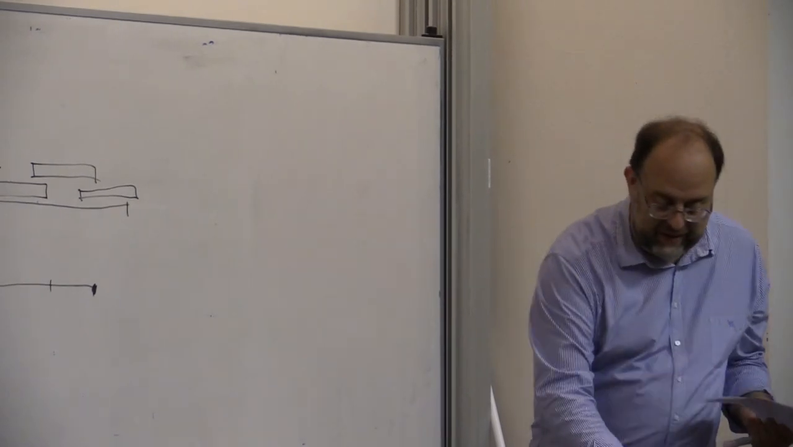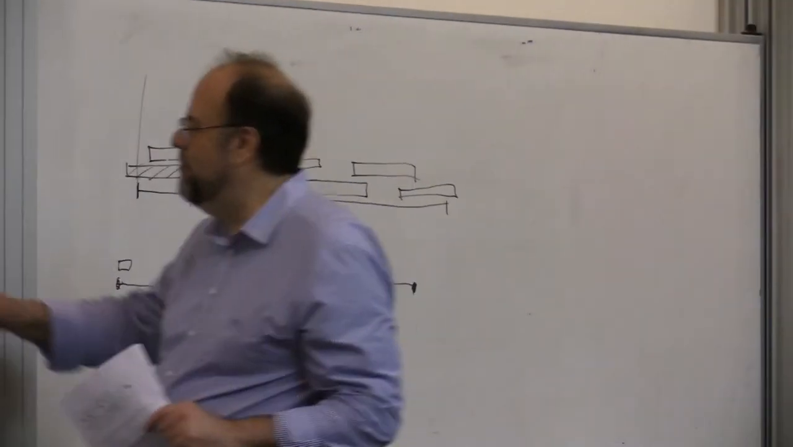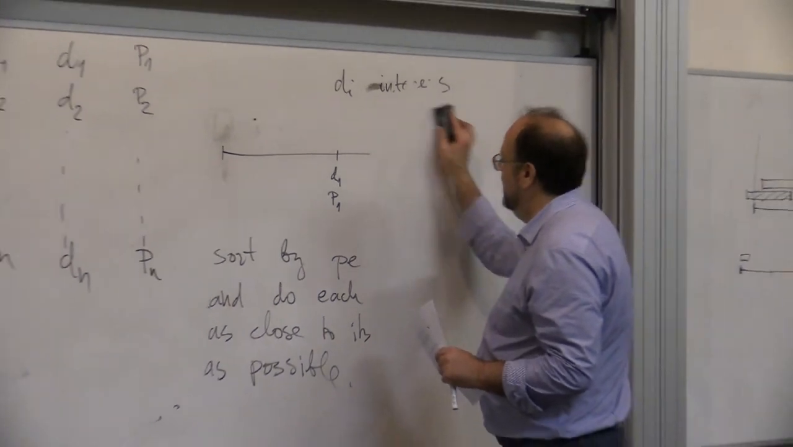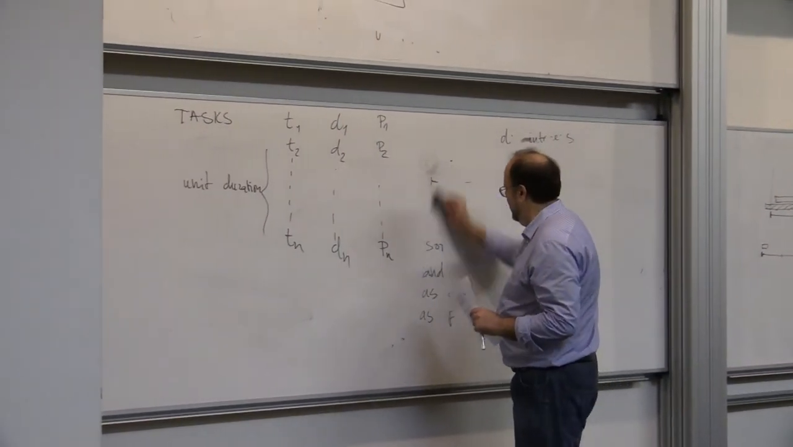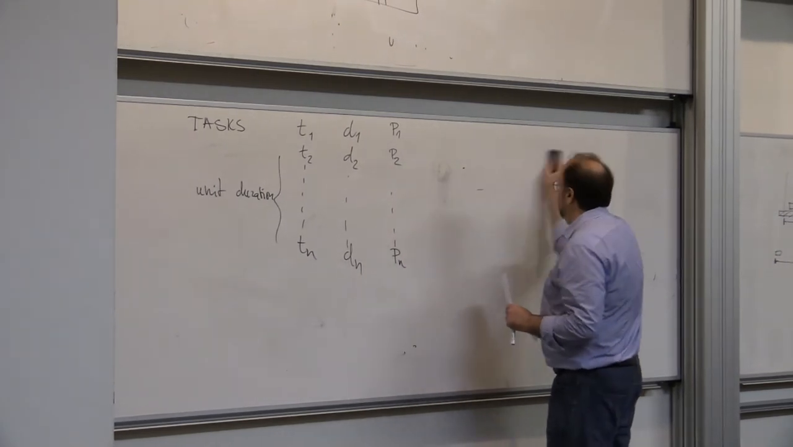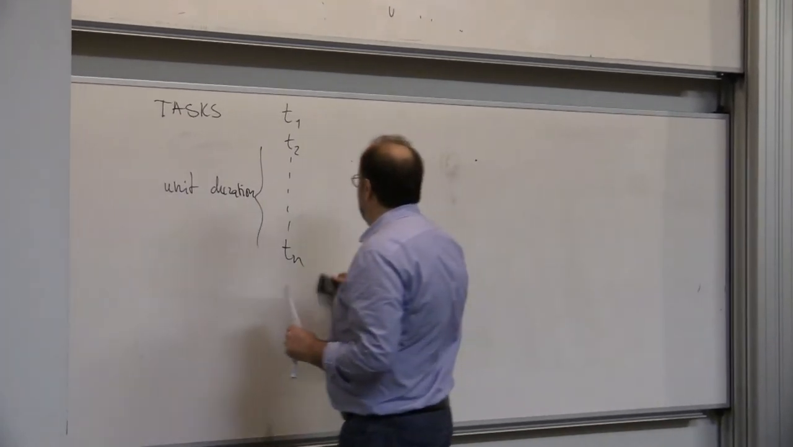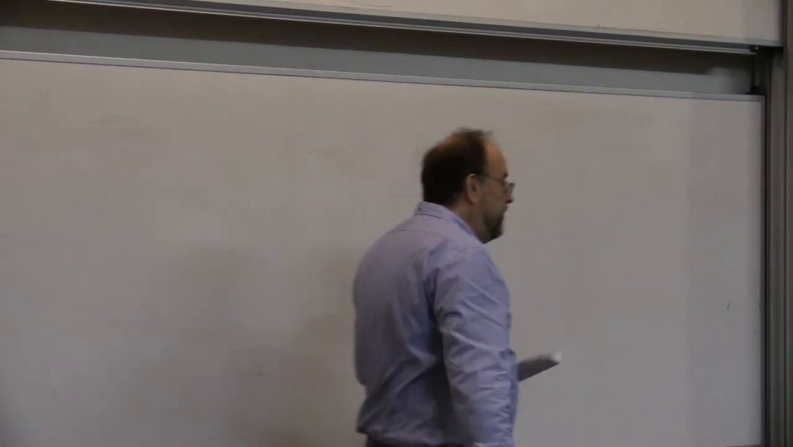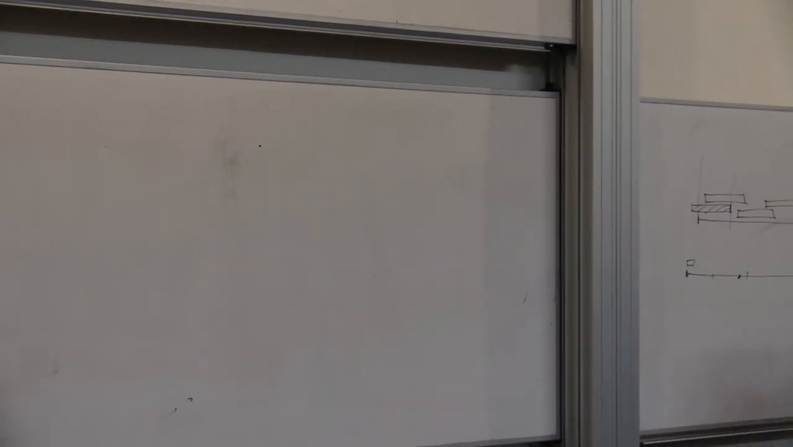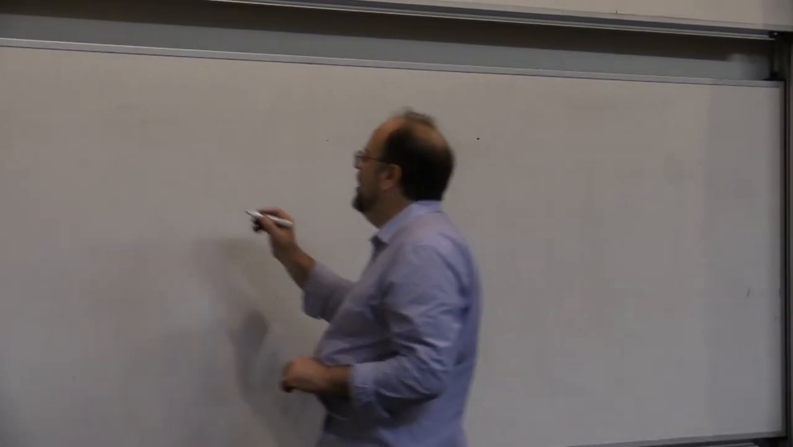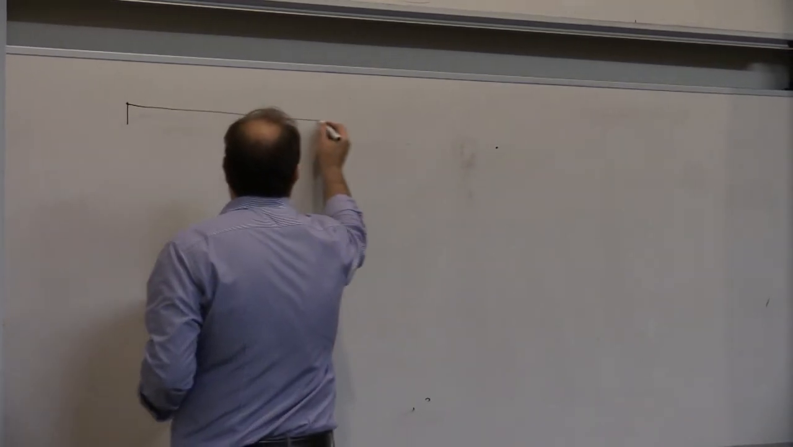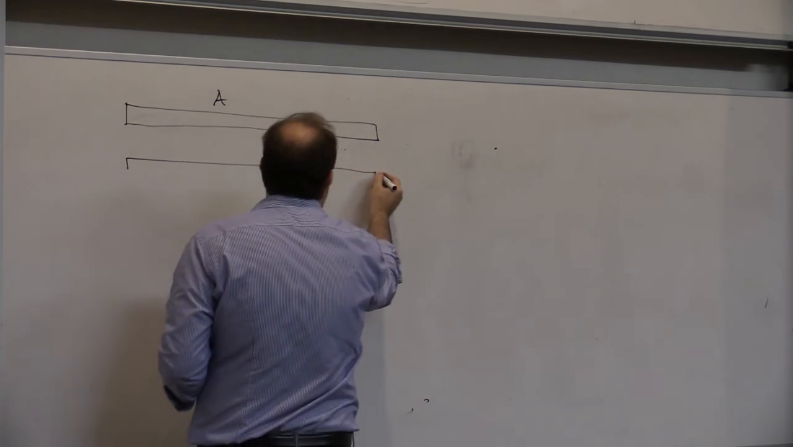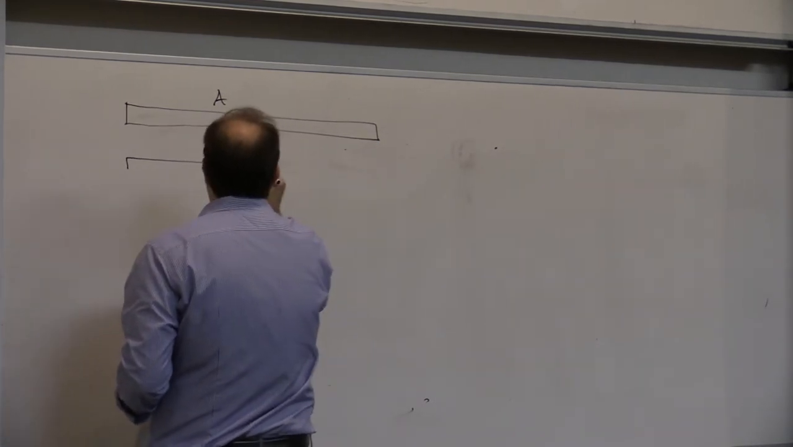Okay, so here is another greedy. Most of the time, greedy is a rather simple technique. So you have two sequences, A and B, okay? Sequences of letters. Here is A, and here is a sequence B that is shorter, okay?